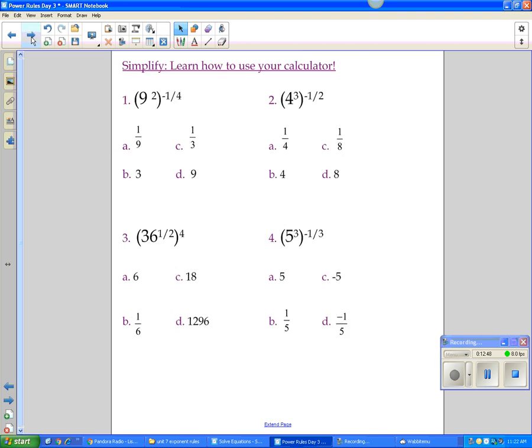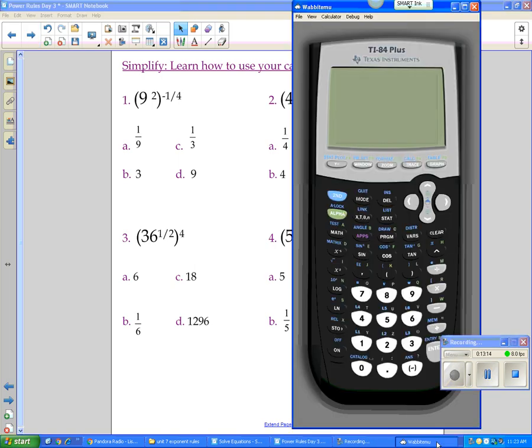Okay, number 1. Does this one match what y'all have on your paper? Are there any letters, any variables in this problem? No. So what are we going to do? So we're going to type it all in. So in my calculator, what do I type first? Parentheses, good, because that's what they have. Parentheses. What comes next? 9.